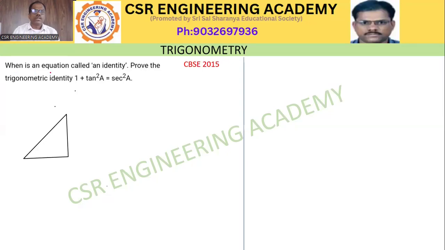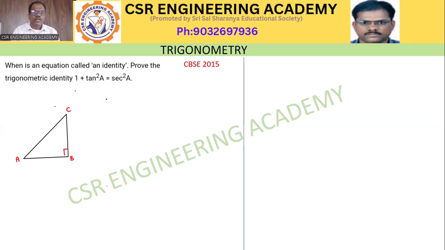When is an equation called an identity? Prove the trigonometric identity 1 plus tan square A is equal to secant square A. Let us consider triangle ABC, right angled at B.